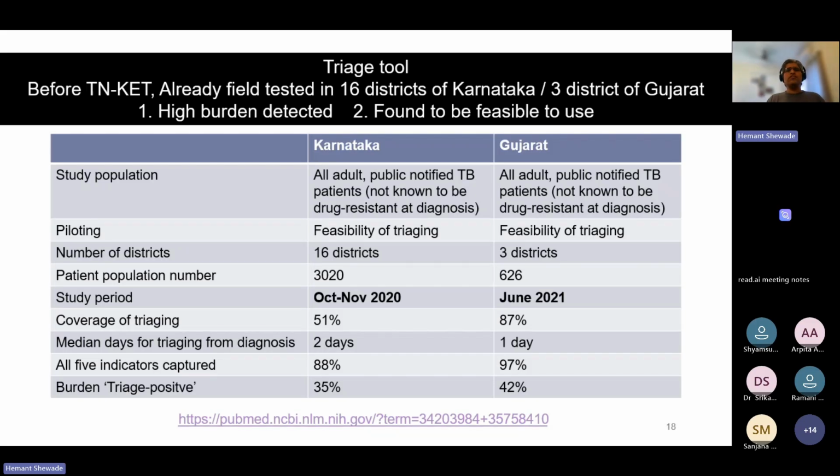First, before we started TN-KET in 2020 and 2021, this triage tool was piloted in 16 districts of Karnataka and 3 districts of Gujarat. What we found is that high burden was detected, and we also found this tool to be feasible to use in routine program settings. Now, if you remember, I said that Anurag and Madhavi, as a part of their triage variables, had also recommended mid-upper arm circumference.